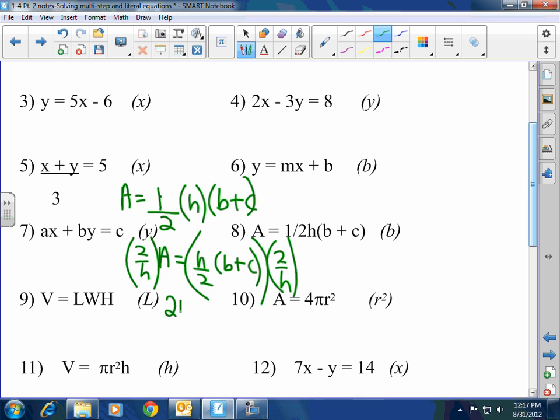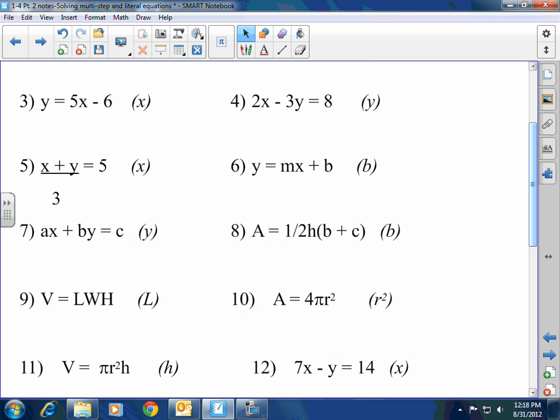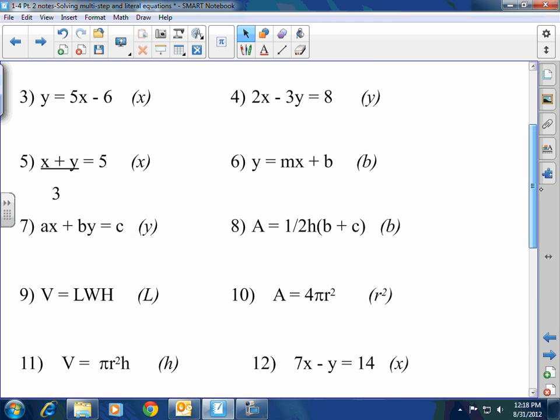So I'm going to have 2a over h equals now, because this guy, this guy, this guy, this guy cancel, b plus c. Subtract c to both sides, and you're going to have 2a over h minus c equals b. Okay? And in a nutshell, that's how you solve for literal equations. You just use the same procedures, but this time they're all going to be in variables.